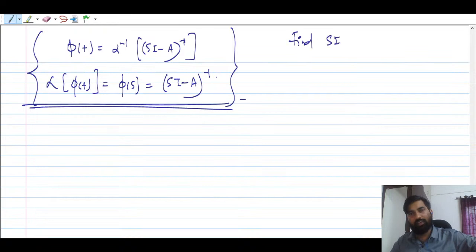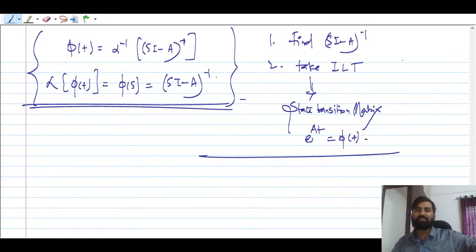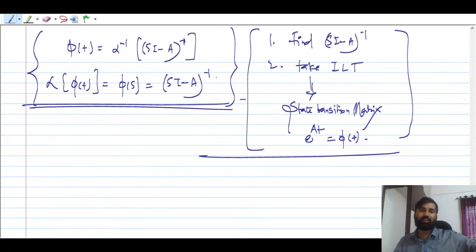Find (sI minus A) inverse and take the inverse Laplace transform, which will give you the state transition matrix, e raised to power At or phi t. So these are the steps needed. It's a very simple process. If you want to obtain the state transition matrix, what do you have to do? Find (sI minus A) inverse, take the inverse Laplace transform, and that is the state transition matrix. I hope this makes sense.